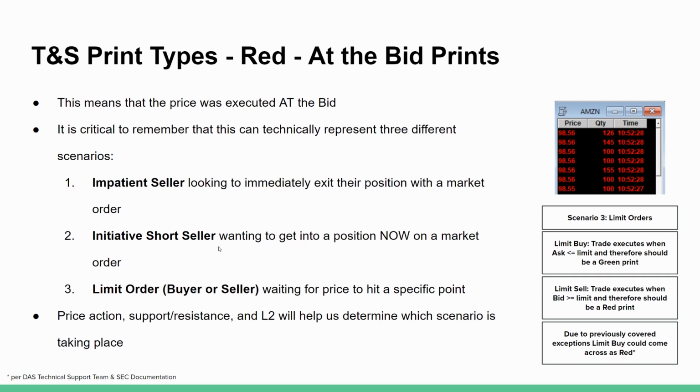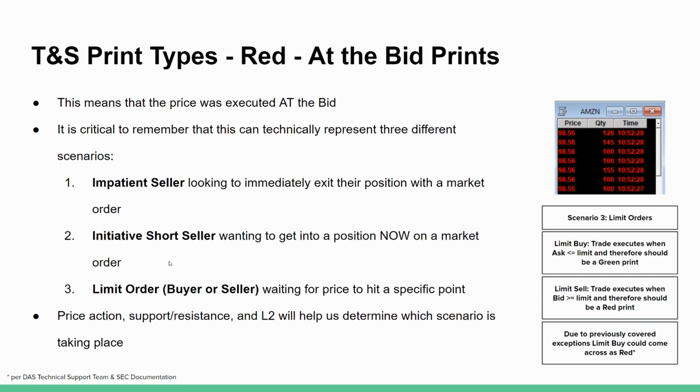The next participant could be an initiative short seller. This is somebody that wants to get into a short position now, immediately. And so they execute on a market order, again, paying the spread in exchange for faster guaranteed execution. The third participant type, though, which is kind of the hardest to explain, are the limit orders, right? And we just talked about the fact that buy or sell limit orders could technically show up as green or red, okay? But technically, a red print limit order should be a seller.